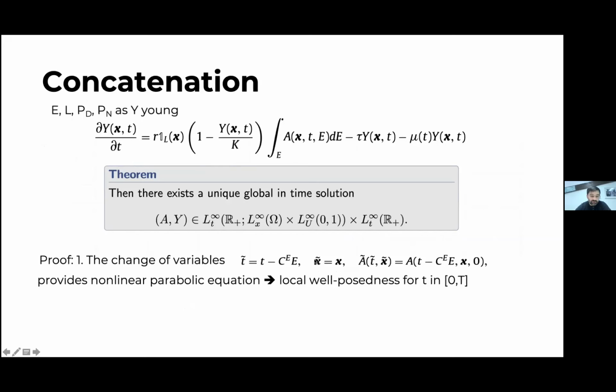So one trick is to remove the energy, so the U. You can remove the energy by this change of variable. So you have a non-linear parabolic equation with, so you can have jump in the diffusion. But it's quite standard to prove local robustness.